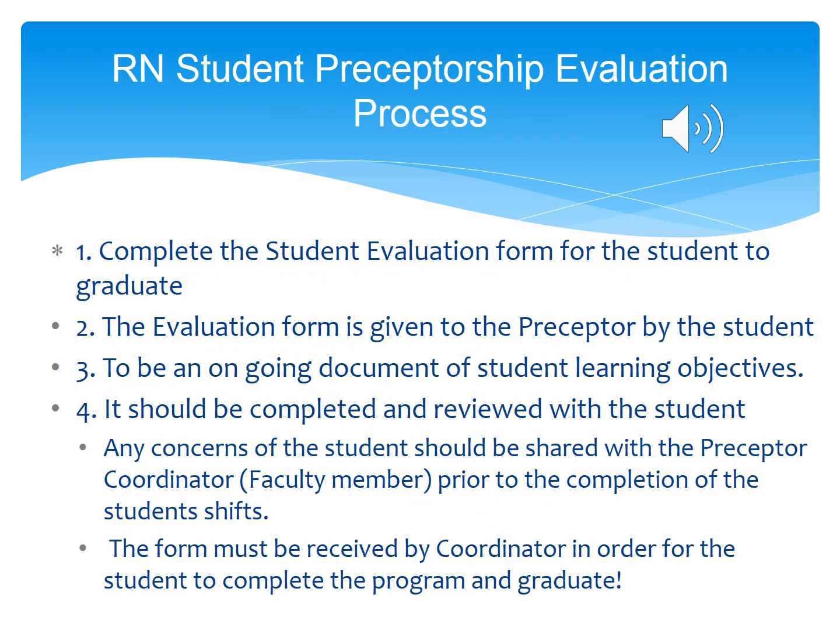Let's talk about the RN student preceptorship evaluation process. Number 1, complete the student evaluation form for the student to graduate. This is a must. They cannot graduate unless this form is returned to me. The evaluation form is given to the preceptor by the student, so you should have a copy of the evaluation form. 3, to be an ongoing document of student learning objectives.